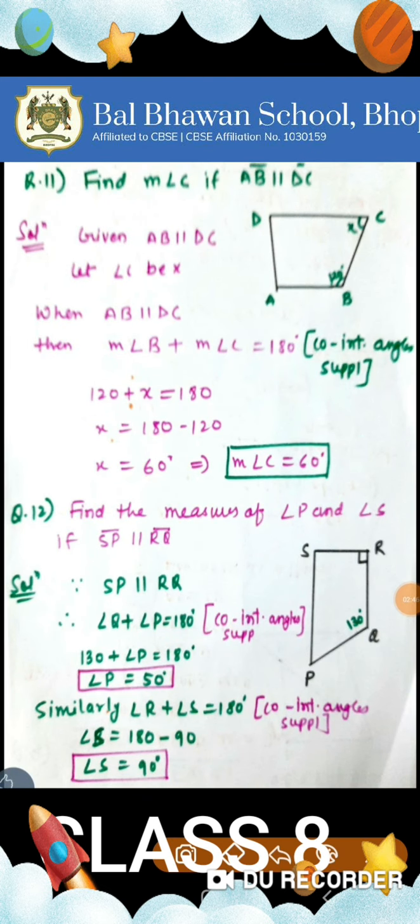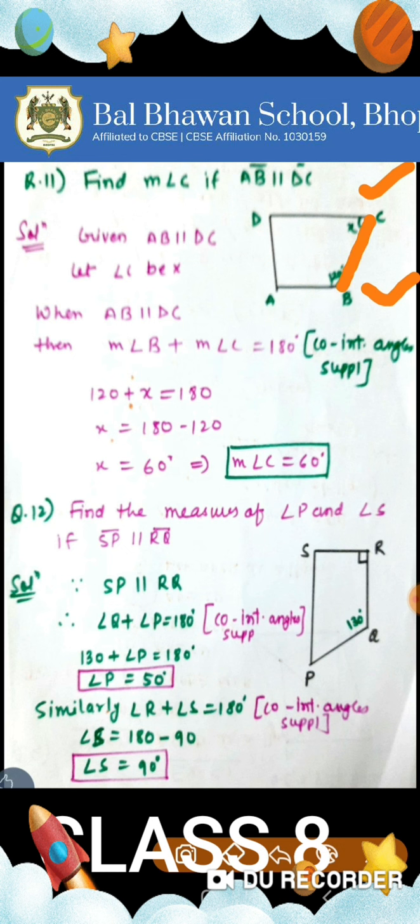Children, our next question is question number 11. The question says that we have to find the measurement of angle C if AB is parallel to CD. In this question, it is already given that two sides are parallel. AB is parallel to CD. And you know that when AB is parallel to CD, then the co-interior angles will be supplementary, right? So here angle B is given, and angle C we have to find out. On which side are angle B and angle C constructed? Yes, angle B and angle C are constructed on side BC, right?